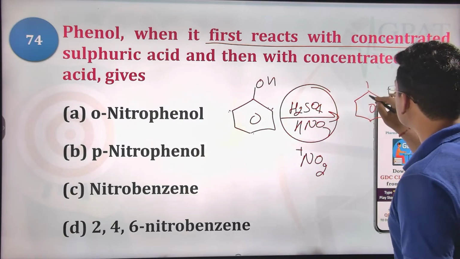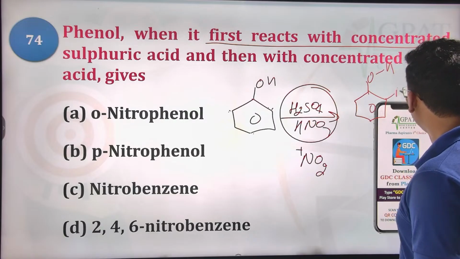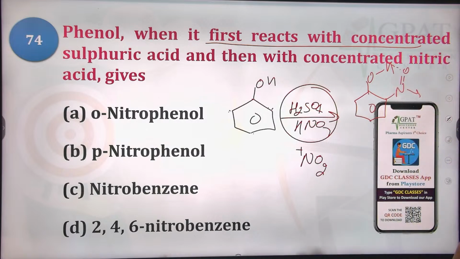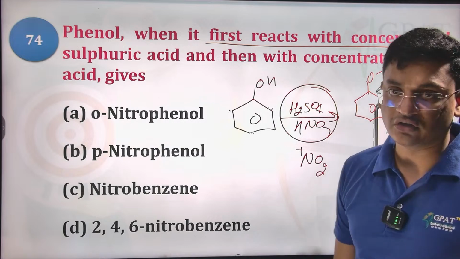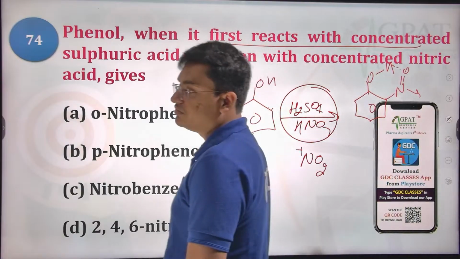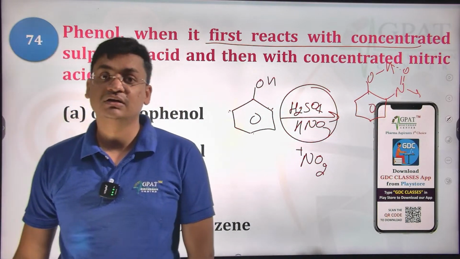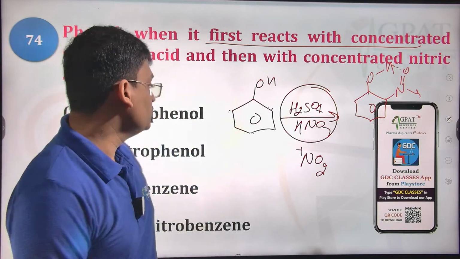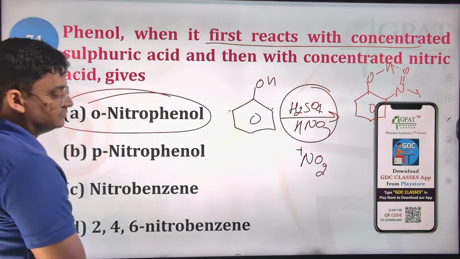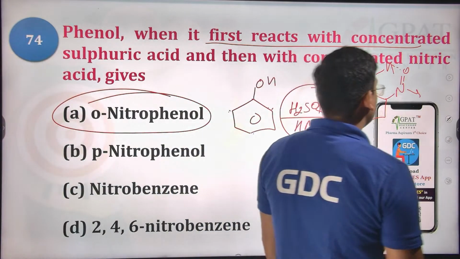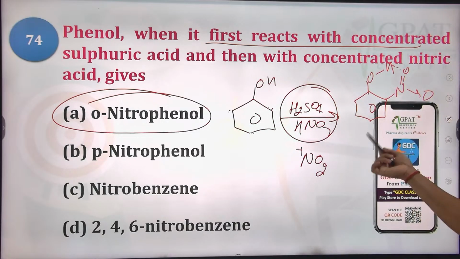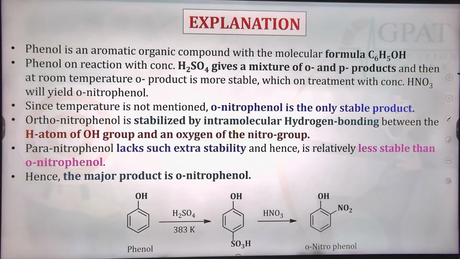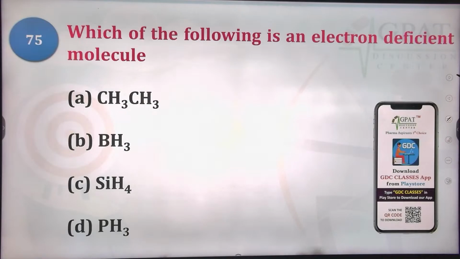Which will be the right answer? For the case of ortho, we are having intramolecular hydrogen bonding in orthonitrophenol. Whenever there is formation of intramolecular hydrogen bonding, that particular compound is more stabilized. So the formation of orthonitrophenol will be the major quantity, and in organic we always discuss the major products. So the orthonitrophenol will be the major amount. That's why it will be your right answer.